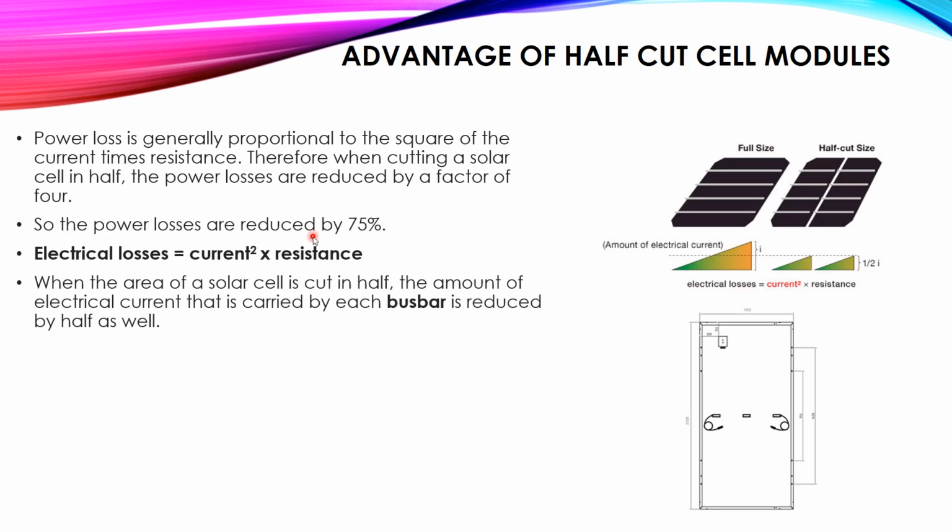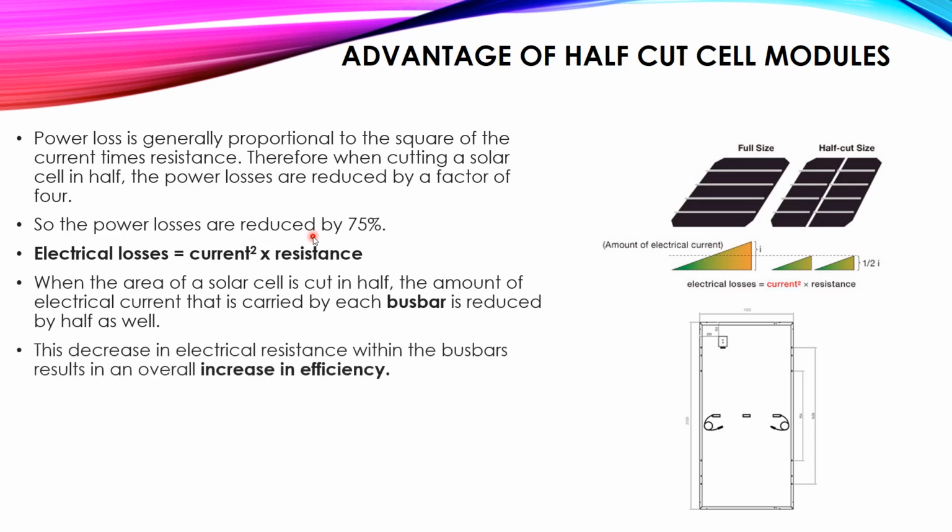When the area of the solar cell is cut in half, the amount of electrical current in each bus bar is reduced by half as well, as we discussed. This decrease in electrical resistance within the bus bar results in an increase in efficiency. So someone will ask me, how is the resistance reduced?